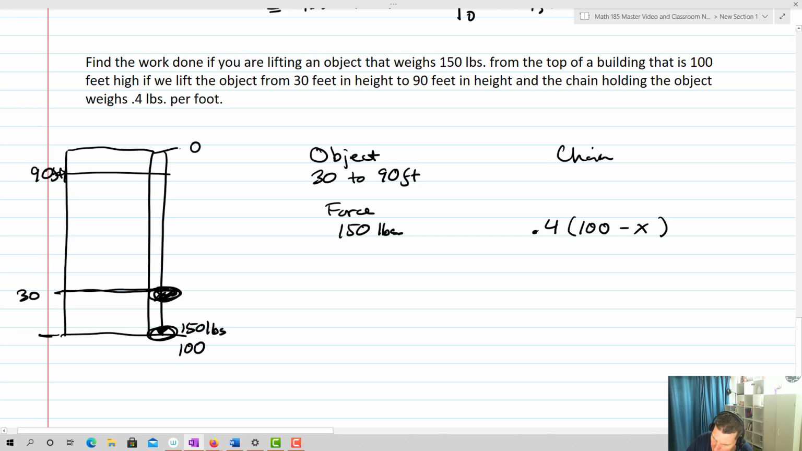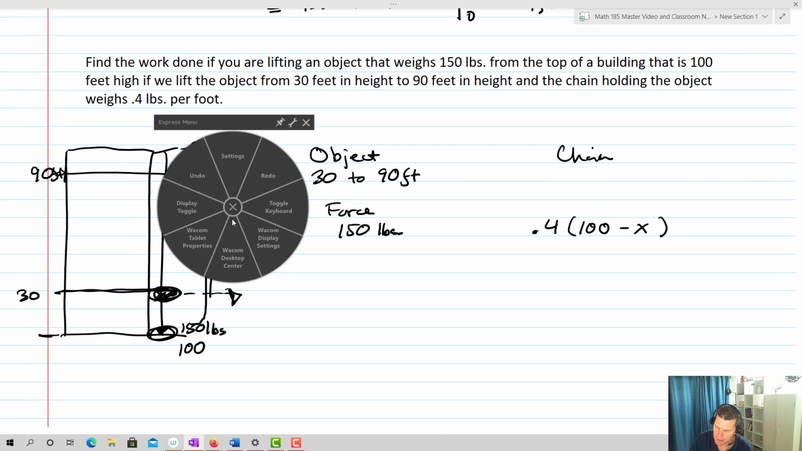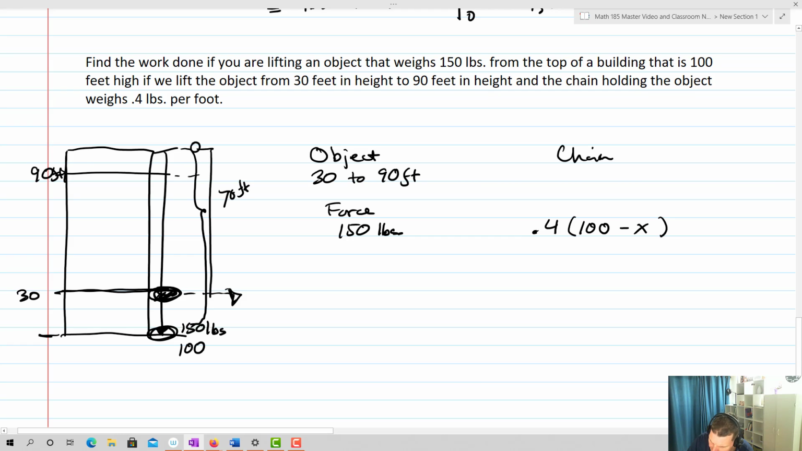And the reason why is, imagine I've got 100 here. There's the 100 feet. At 30 feet, I've got 70 feet worth of cable. And at 90 feet, I've only got 10 feet worth of cable.